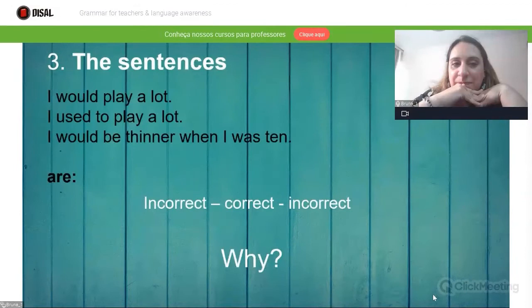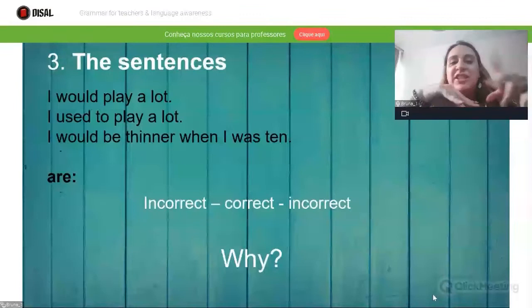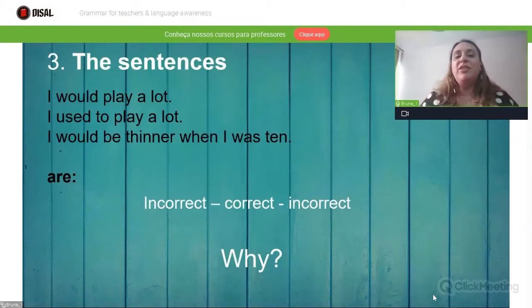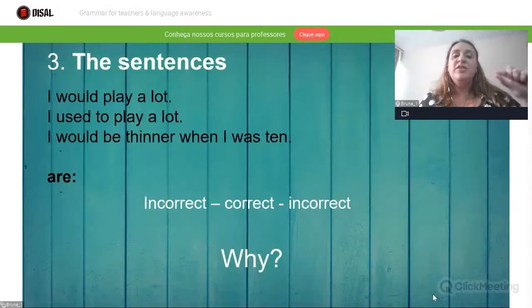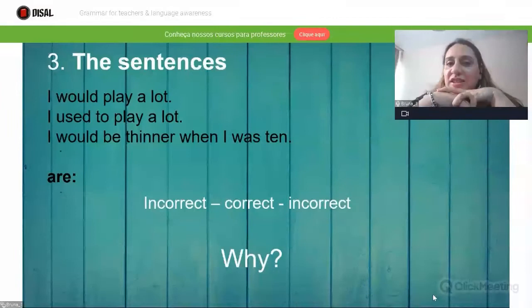So Eduardo mentioned that it lacks the time span in the first one. That's exactly why we cannot use would, although we want to say that this is something that happened in the past that was kind of repetitive. I'm not saying anything like "I would play a lot when I was a child." So that's why the first one is incorrect. The second one is correct: I used to play a lot, but I don't play anymore. So the second one is okay.